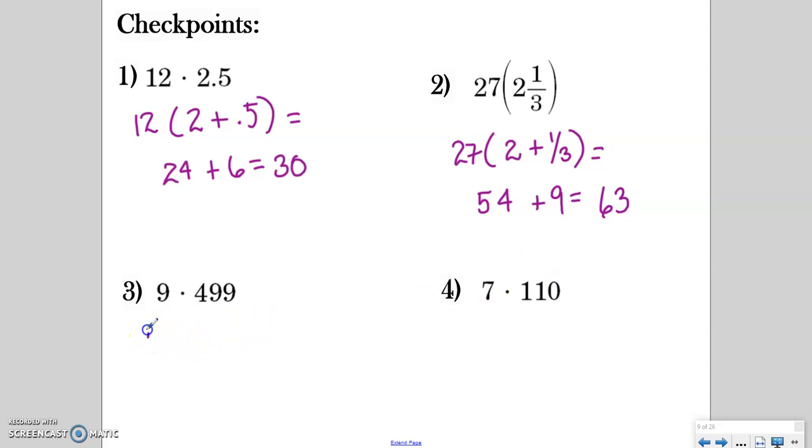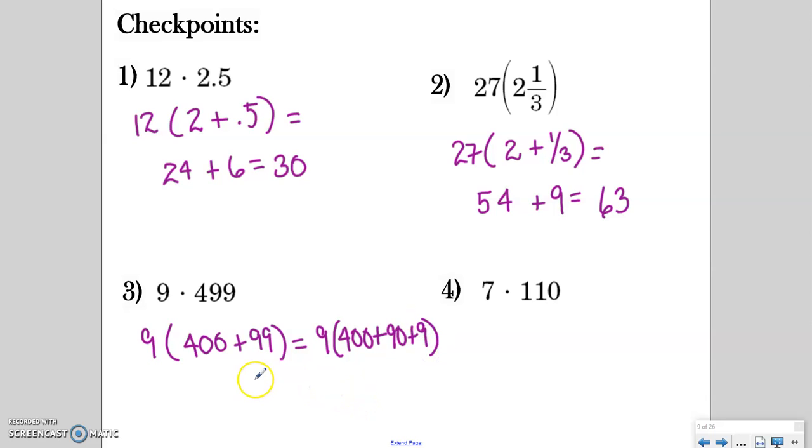This one, same thing, you put the 9 out, you can break the 499 into 400 and 99, but I'm going to break the 99 down further. So let me just show the steps. The 99, I'm going to go further down. So it'll be 400 plus 90 plus 9. Because it's much easier to multiply, especially when you have a 0 and a smaller number, than to do this whole thing.